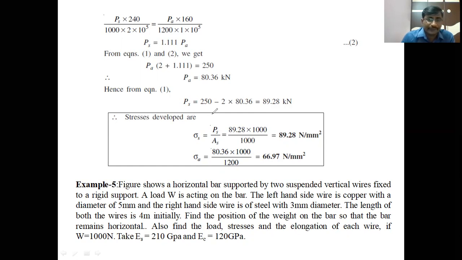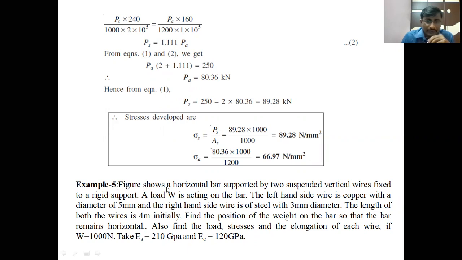Second problem, that is example 4 in this class. So let us go for another example, example 5. Example 5 is also under composite bar. Let us go for the problem first. Let us read out this problem first of all.